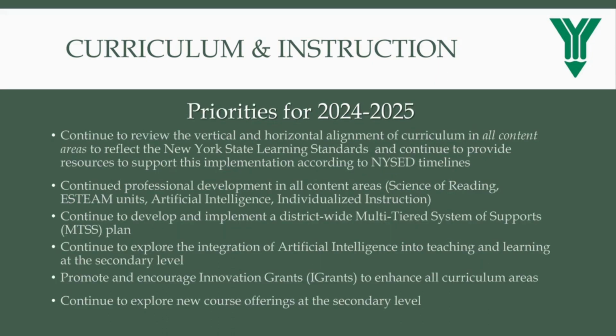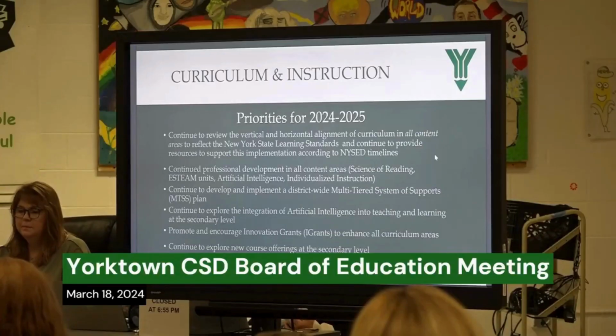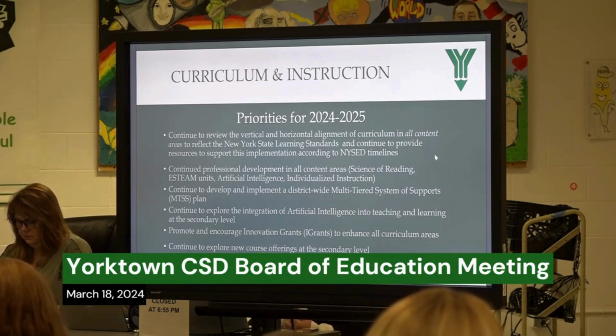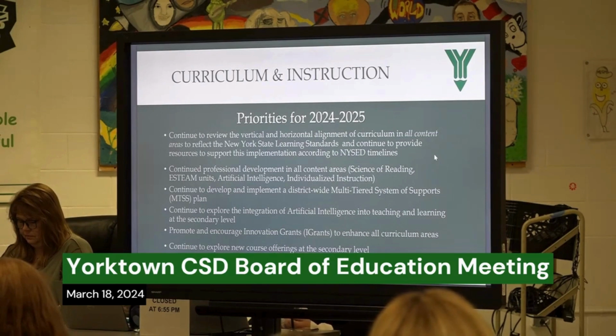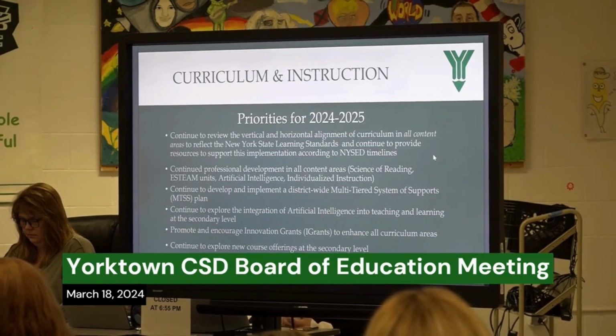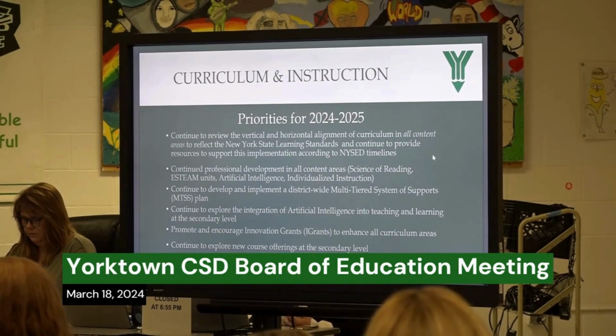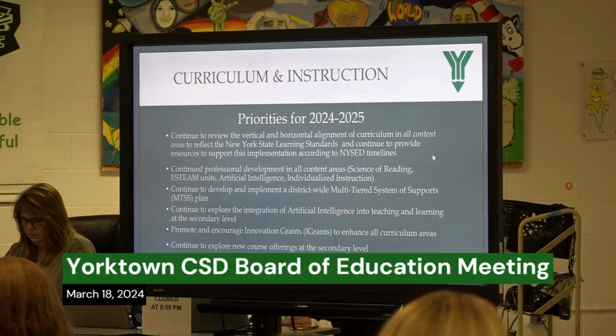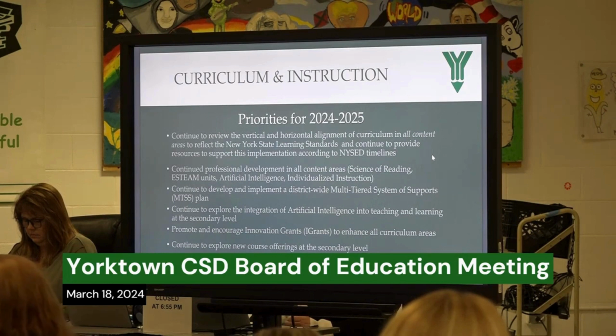As we continue to plan for the 24-25 school year, there are key priority areas that we are excited about. We will continue to ensure the vertical and horizontal alignment of curriculum in all content areas. We look forward to continuing high-quality professional development in key areas such as the science of reading, eSTEAM, AI, and individualized instruction. We remain committed to the development and implementation of an MTSS plan that reflects both academic and behavioral supports. As mentioned earlier, our work in AI will continue to be a major focus, as will be the encouragement of the iGrants to enhance our programs.